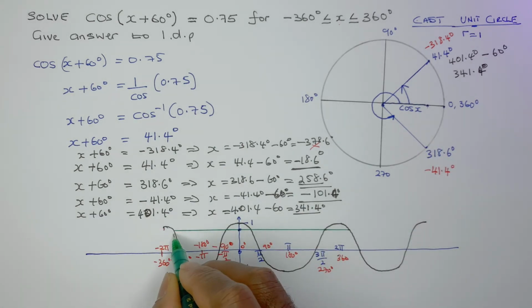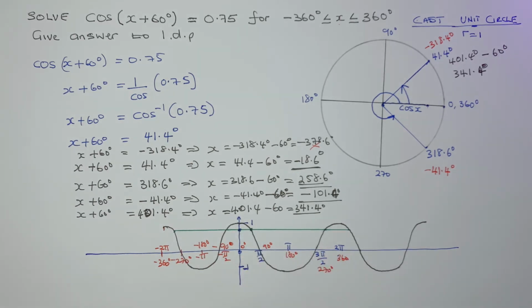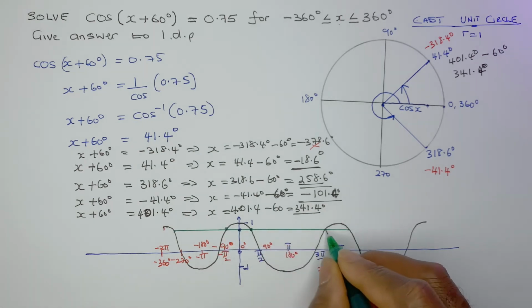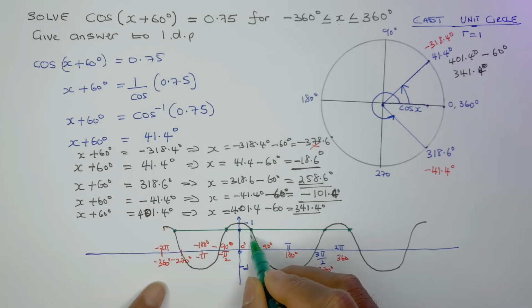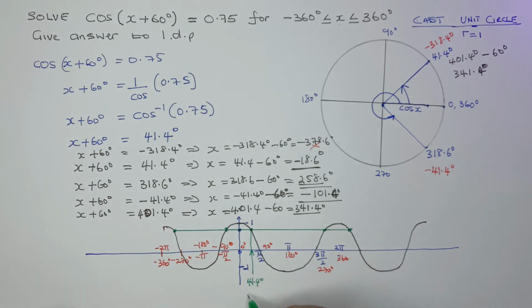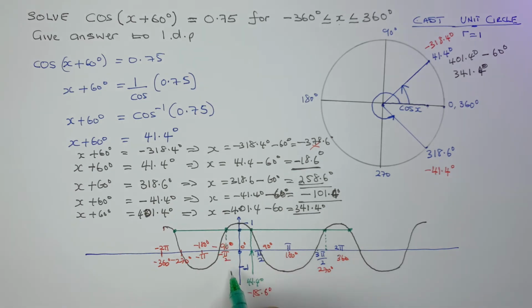So this point here, if you trace it down, there's a point, that's where we need a point, that point here, those points, and perhaps this point here. So this is 41, so that point is 41.4 degrees. We take away 60 from there, we get minus 18.6 degrees.